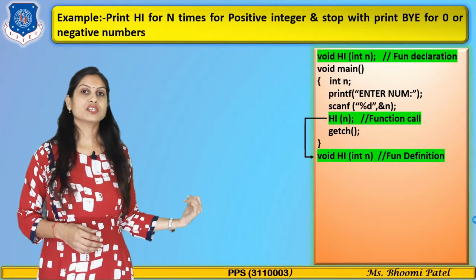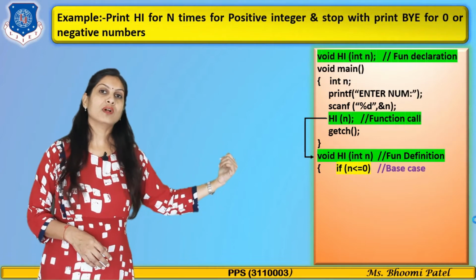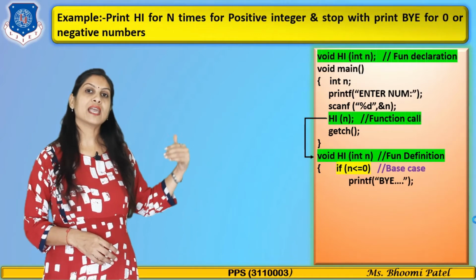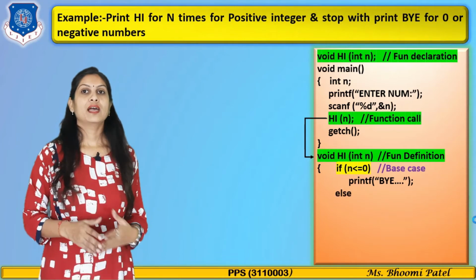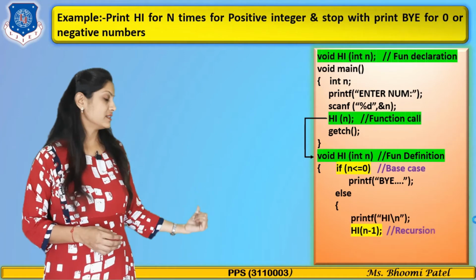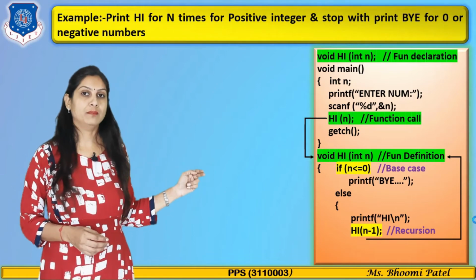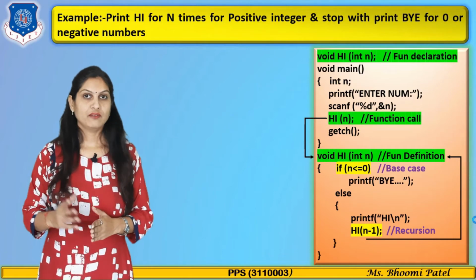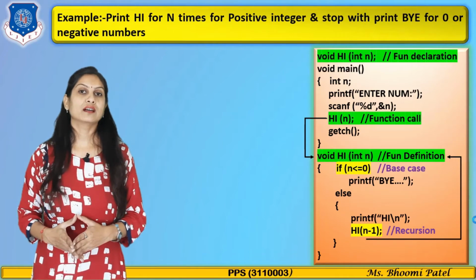So inside the definition we have to put the logic, and that is what? If our n is less than or equal to 0, then we have to print just bye. But when this condition is false, meaning n is greater than 0, then we have to move onwards to the else part and we have to print hi, and then use the concept of recursion, that is hi(n-1). So here you can see both the functions have the same name. In the function definition the name is the same, and again we are calling this function hi with another value of n, that is n-1. So here you can find the recursion concept.